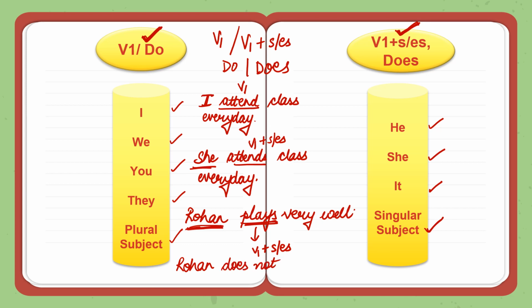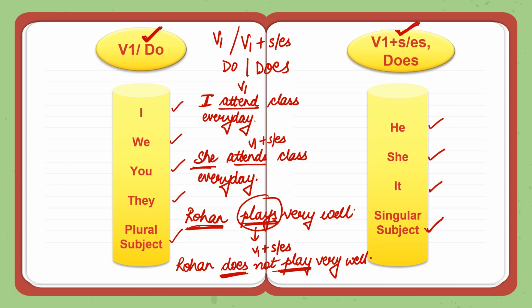Rohan does not play very well. Pay attention to one thing. After using does, we use V1 form. We do not use V1 plus S or ES form, even if in our affirmative sentence we have used V1 plus S or ES form. With do and does, we use only base form of verb, V1 form of verb.